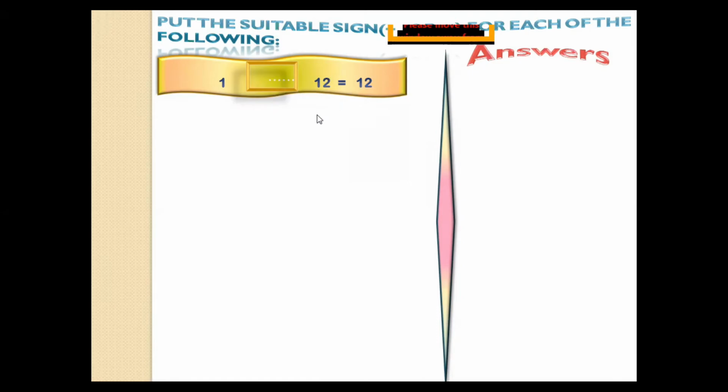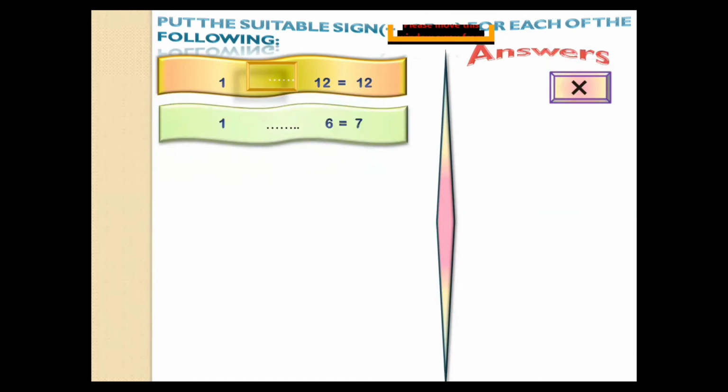Yes, we remember that any number, when we multiply by 1, we get the number itself. So here we get 12 itself. So the suitable sign here must be by. So 1 by 12 equals 12, because any number multiplied by 1 gets the same number.